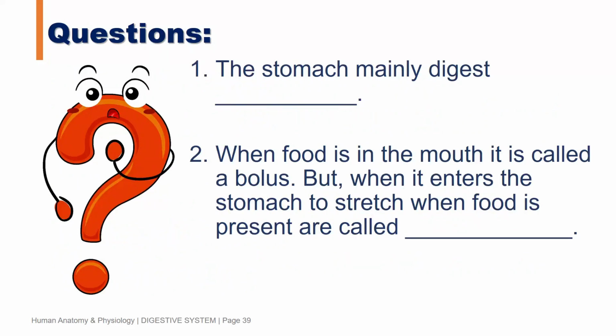Now let's move to the easy peasy lemon squeezy questions. Number 1. The stomach mainly digests blank. Then number 2. When food is in the mouth, it is called a bolus. But when it enters the stomach to stretch when food is present, it becomes blank.